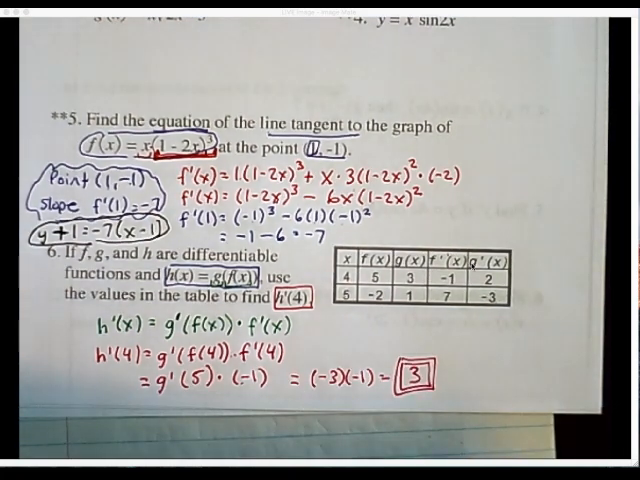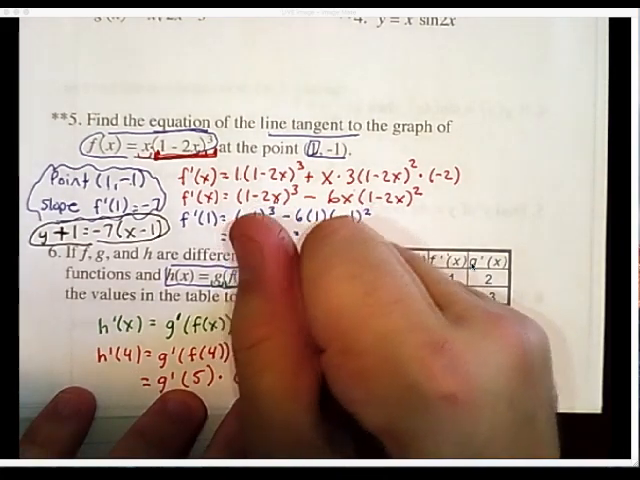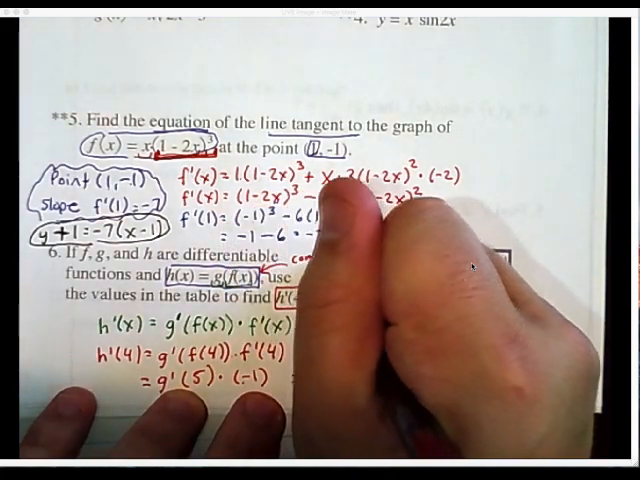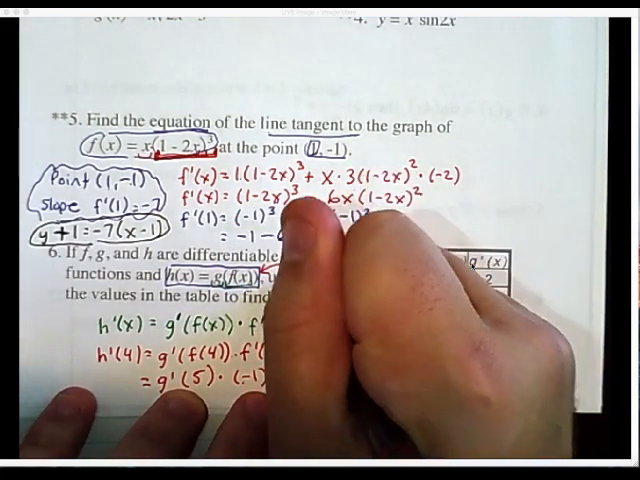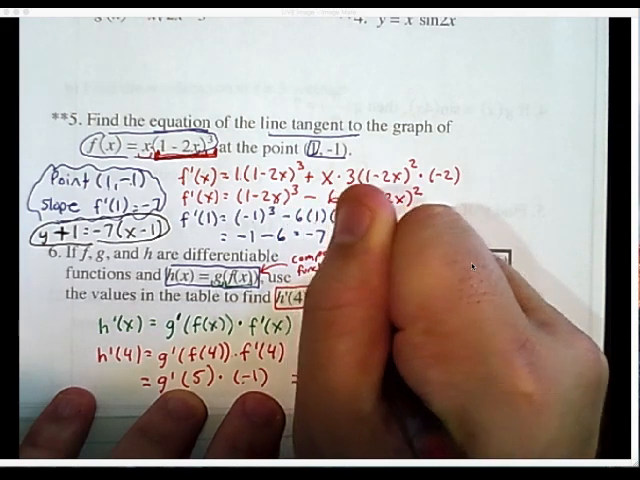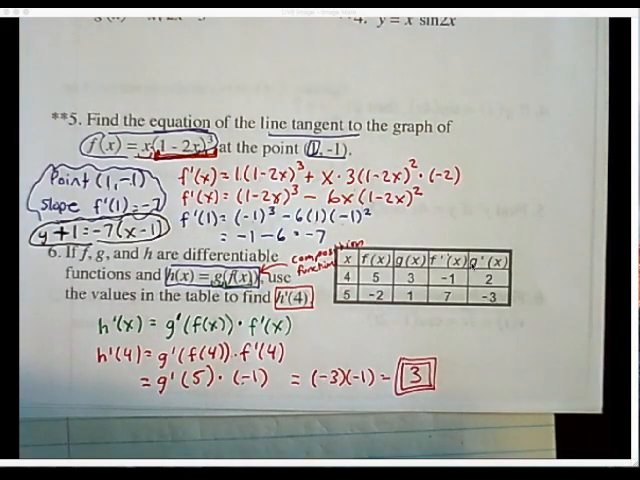So that's how you do the chain rule with these things called composition functions. And if you think about it, it's the same thing as a sine of something complicated or a cosine. We're doing the same thing: derivative of the outside, leave the inside alone, times the derivative of the inside.